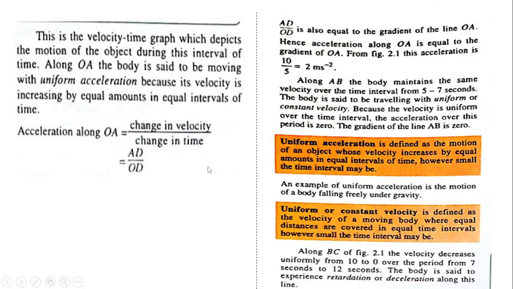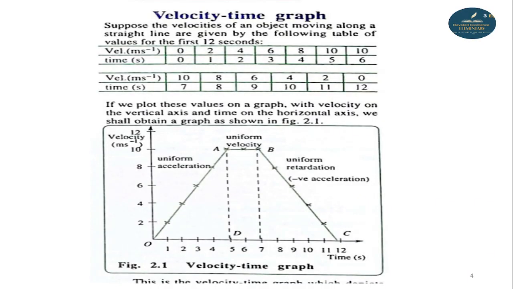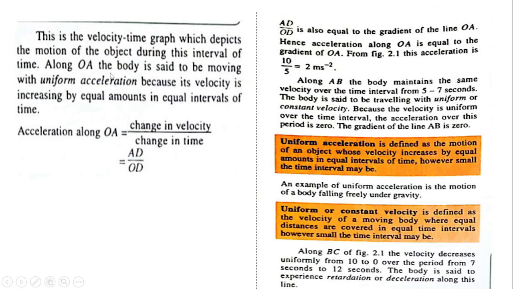Let's now look at this. Here is the velocity on the vertical axis and the time on the horizontal axis. Based on the information here, the time ranges from 1 to 12 and velocity from 2, 4, 6 to 12. The slope increases here, becomes uniform, and then decreases based on our plot. When this is traced, we get this. This will be explained later in detail. This is the velocity time graph which depicts the motion of the object during this interval of time.